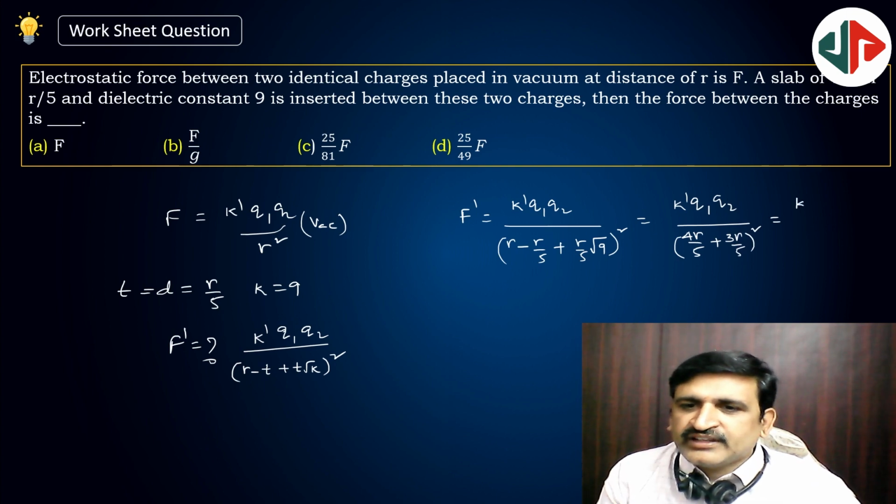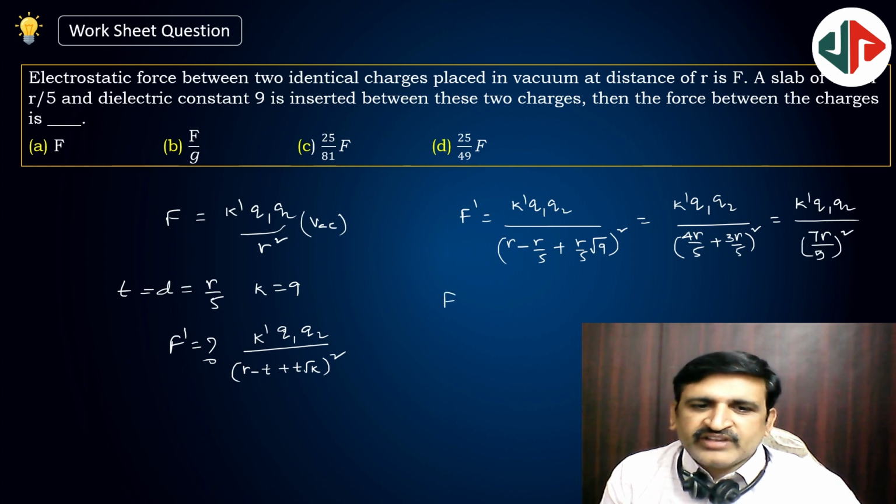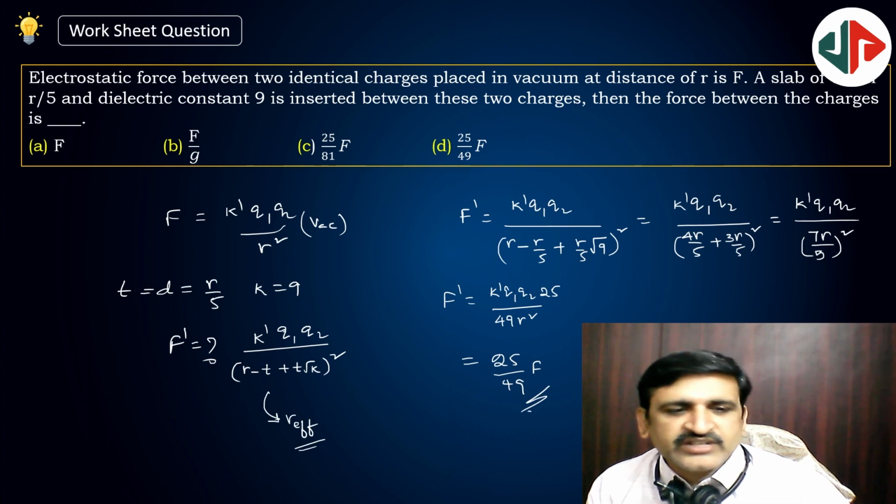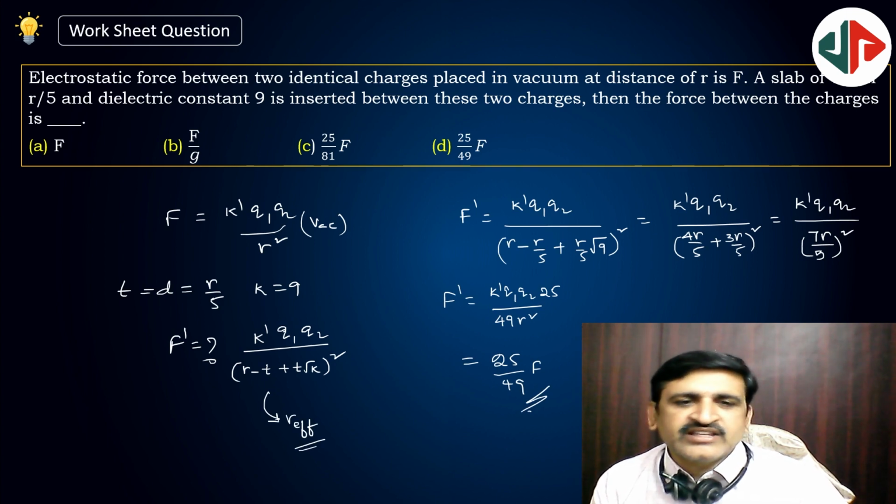K dash Q1 Q2 by 7R by 5 whole square. So F dash is equal to K dash Q1 Q2 by 49R square into 25. So this part is F only, no? So 25 by 49 F. You have to notice this only: the effective distance when a dielectric slab is placed is R minus T plus T root K, where T is the thickness of the slab and K is the dielectric constant.